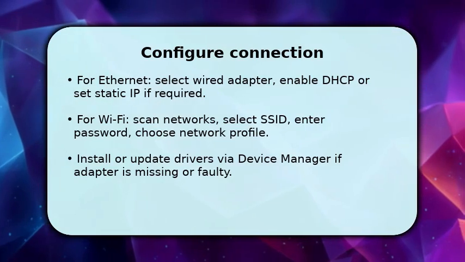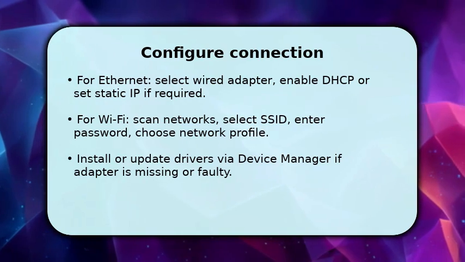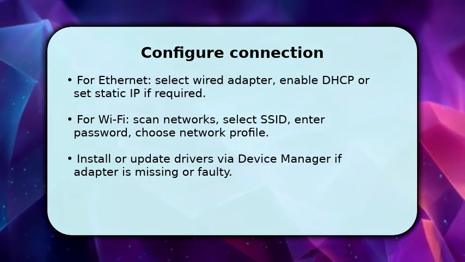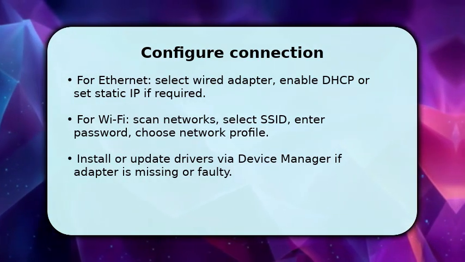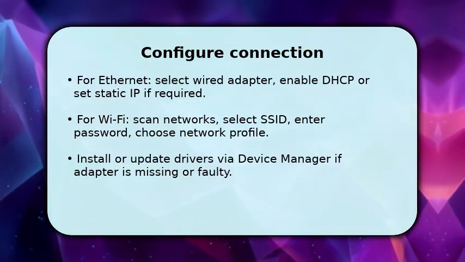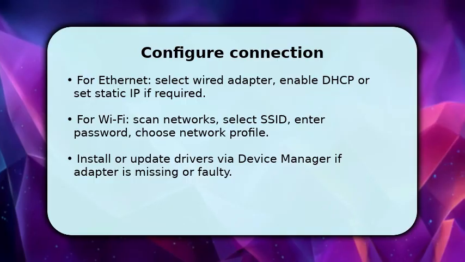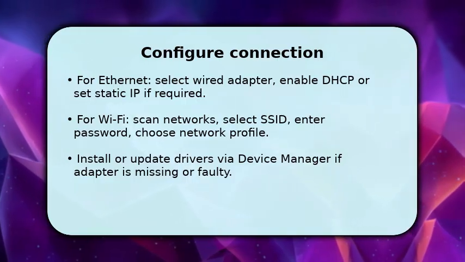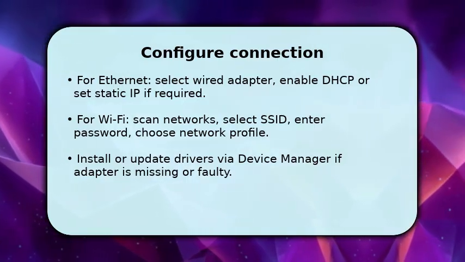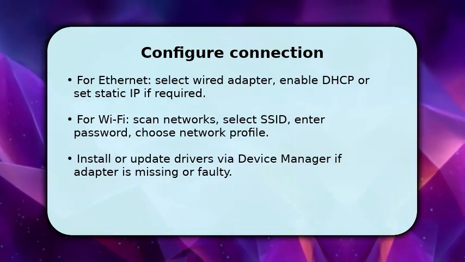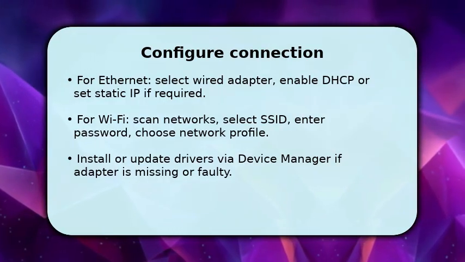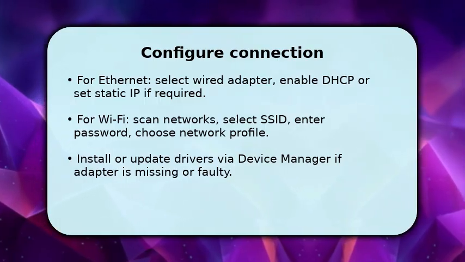Now you configure the actual connection. For Ethernet, open Network Settings, choose the wired adapter, and confirm it's enabled. DHCP normally assigns IP automatically, but enter a static IP only if required by your network. For Wi-Fi, click the wireless icon, pick the SSID, and enter the password. Choose a private or public profile based on trust.